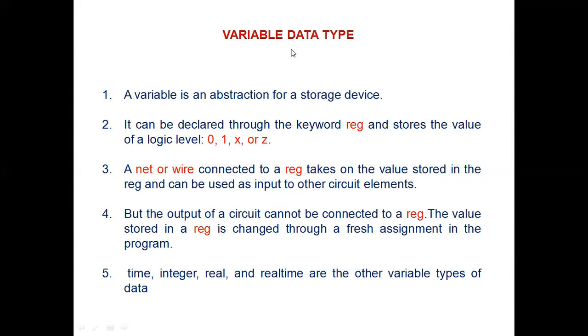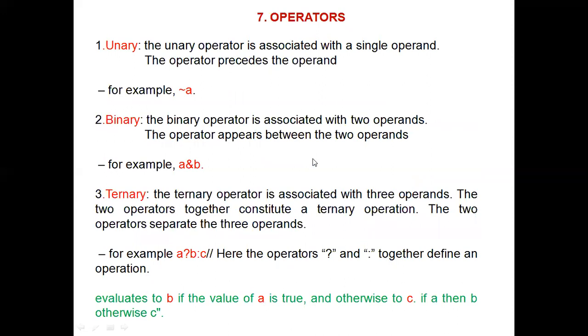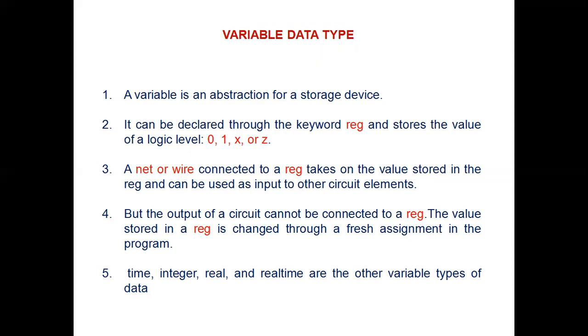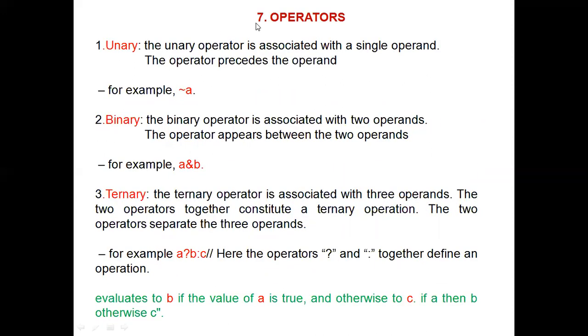Next, what are the other variable data types? Time, integer, real and real time are the other variable data types. So this is about the variable data type. In the next class we'll discuss operators.